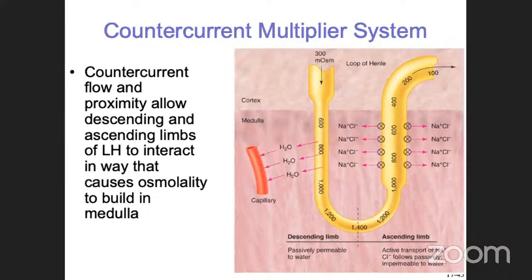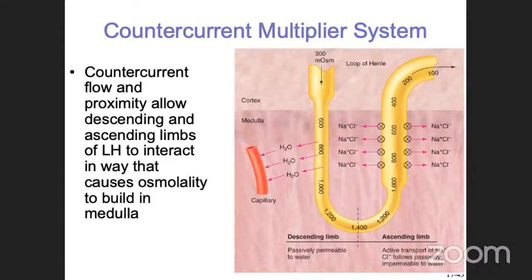Let's move on to the countercurrent multiplier system. What is the countercurrent multiplier system? This occurs in the loop of Henle. In other words, it's the process of using energy to generate an osmotic gradient that enables you to reabsorb water from tubular fluid and produce concentrated urine. It's the countercurrent mechanism that is used to concentrate the urine in the kidney, by the nephron. So this is how you make your urine concentrated.